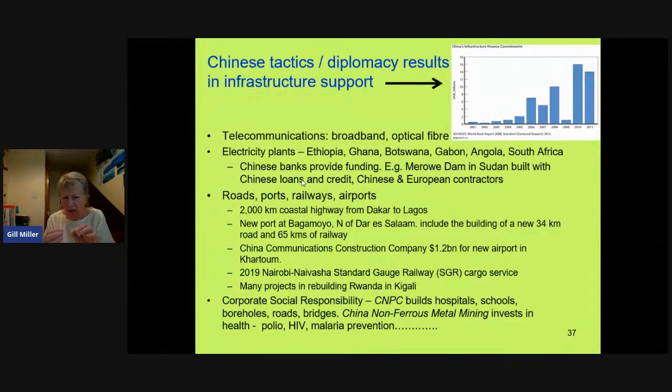I look at this and ask why have the Chinese non-ferrous metal mining firms invested in health, polio, HIV, malaria prevention? And in a sense, it's to get the local communities on side. So they could be seen as a threat initially, but the Chinese firms increasingly realize that if they do something for their local people, then it can be win-win. And the social element of supporting local village infrastructure is as important as the trade.